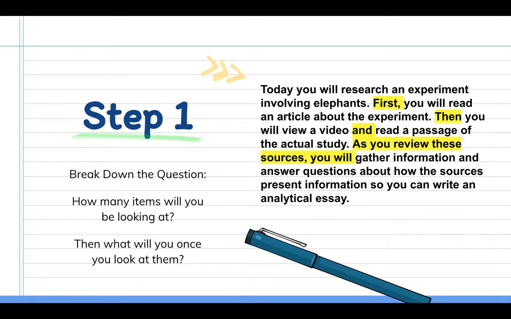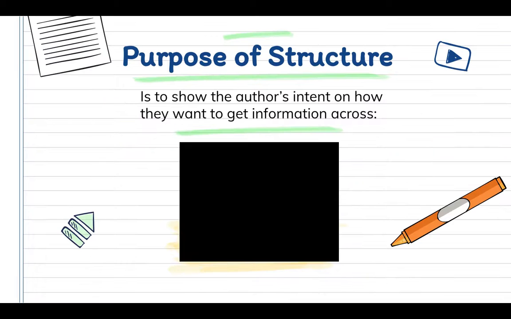So now this is your turn. Write down on a piece of paper or a Post-it note, how many items will you be looking at? And then what 2 things are you going to do once you have finished reading and looking at those sources? All right, I hope you got the answer correct. You're going to be looking at 3 items, 2 pieces of text and 1 video. Then you're going to answer questions and write an essay.